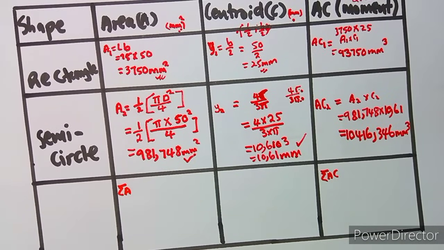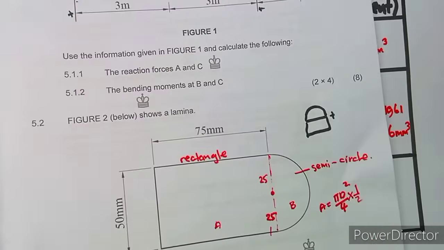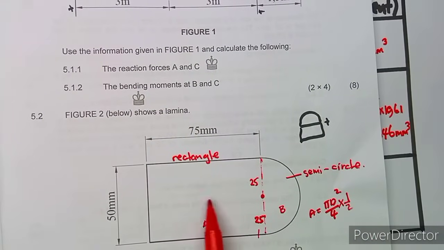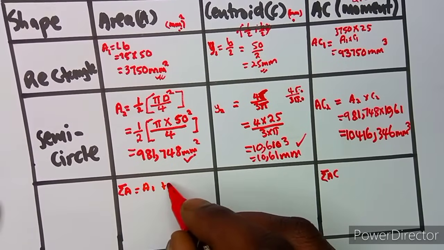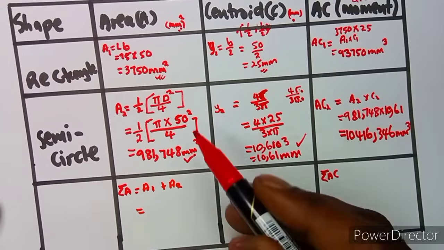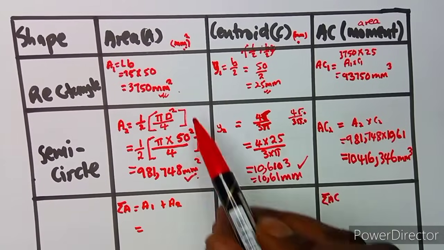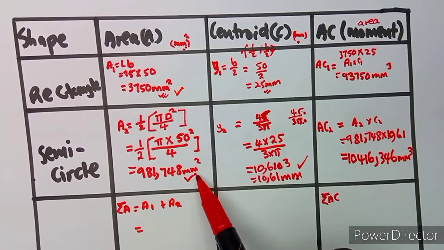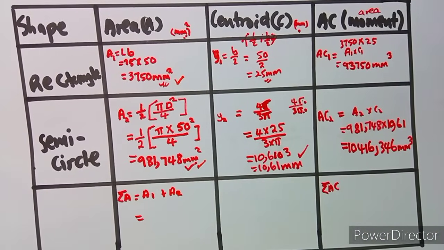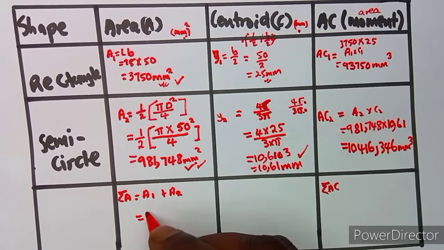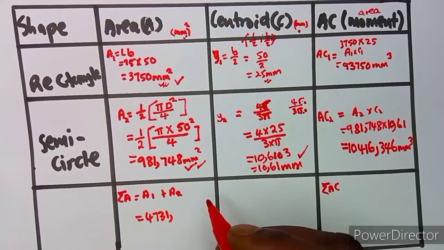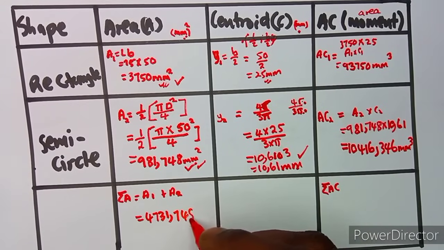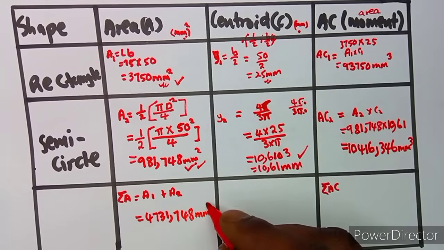So the sum of area, as I said, guys, these diagrams are separate, so you can simply add the area here. Okay, just add, it's not like the other part. So which means in this case, it's just going to be area 1 plus area 2. Okay, so I want you to do me a favor, add these two together, area 1 and area 2. Add them together, you are going to obtain something like 4731.748. Okay, that's your total area in this case.